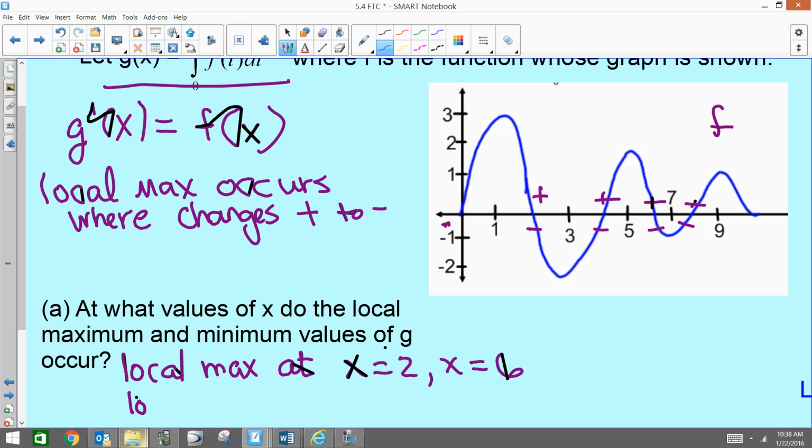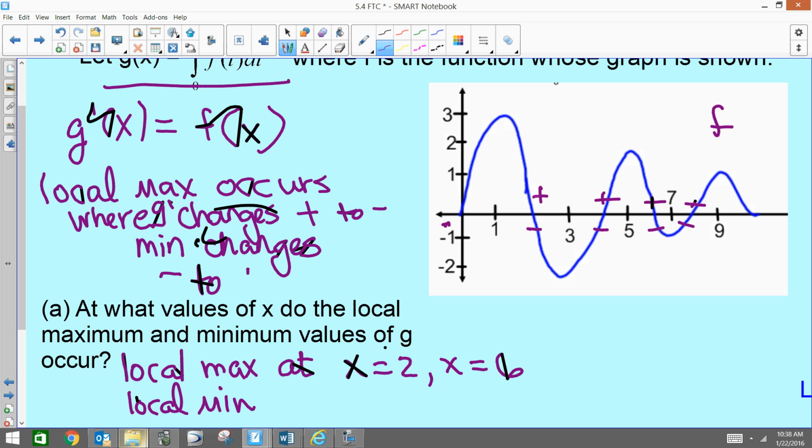Okay, local max, local min, sorry. Remember, min is where G prime changes from negative to positive. All right, local min, negative to positive. That would be at 4. That would be at 8. Okay, so those are my local max and min.